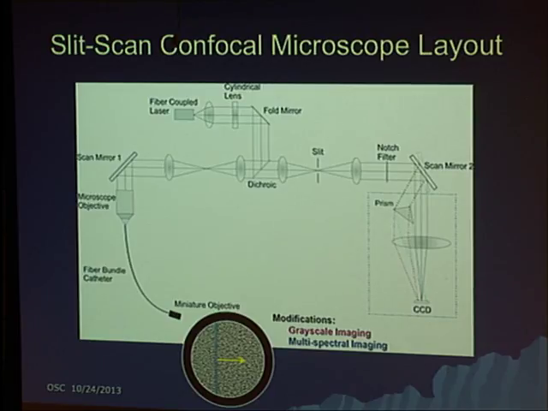So one of the other requirements was to do things fast. If you want to be able to image in a living system, you want to be able to run at 30 frames a second or faster. So one of the approaches that we took to speed things up was a slit scanning approach. So rather than producing a point of light that scans in 2D, produce a line of light that scans in 1D.